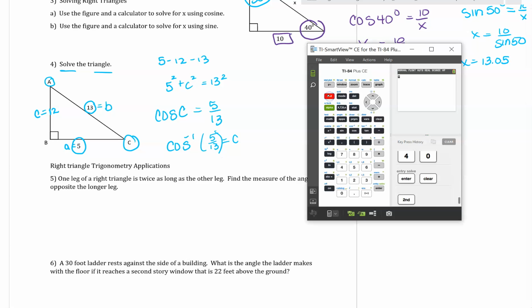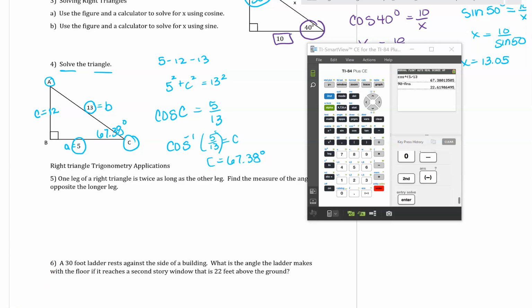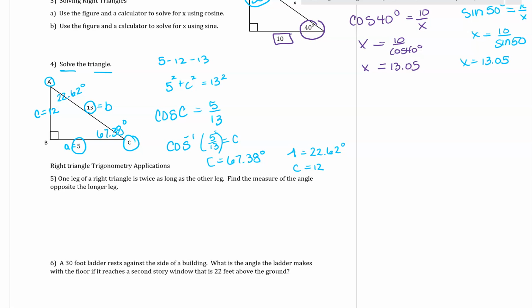All right, I did the second function to get the inverse cosine. Notice it's in blue above the cosine feature there. So if I do inverse cosine of 5 divided by 13, you get 67.38 degrees. And we know that angle A and angle C are complementary. They must add to 90. So you could find angle A. So angle A is 22.62 degrees. So we solved the triangle. We found the missing information.